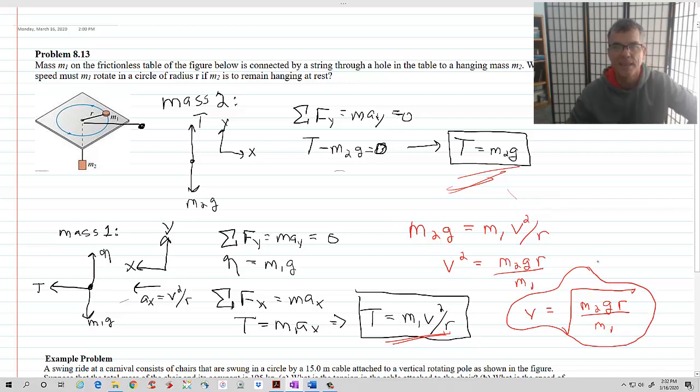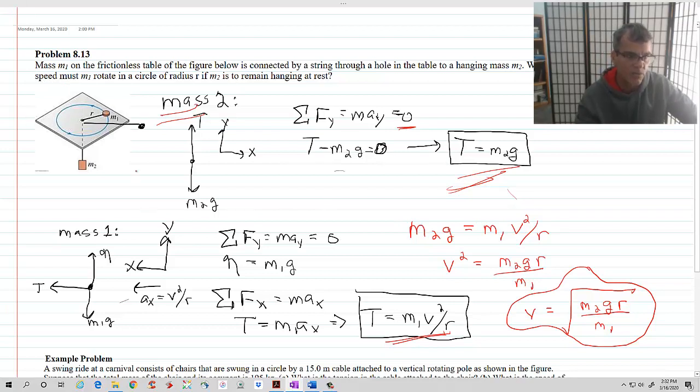So again, nothing really new. We've just got Newton's laws being applied to two different masses. Mass 2 was the hanging mass. The only forces were tension acting straight up and gravity, M2g, acting straight down. Mass 2 wasn't accelerating at all, so the sum of the forces was 0. We got tension minus M2g equals 0. Tension equals M2g. The second mass is moving in a circular path.